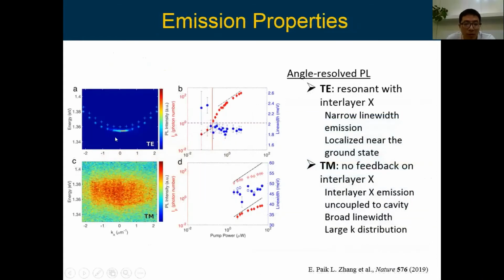Here is the result, angle resolved photoluminescence. We found that in the TE component, the interlayer exciton emission will efficiently couple to the cavity mode, but in TM mode, there is just a very broad emission from the interlayer exciton. We do the power dependence. We found the nonlinear increase of the output, which means the stimulated emission overcomes the spontaneous emission. And also we found the linewidth narrowing, indicating the temporal coherence increases.